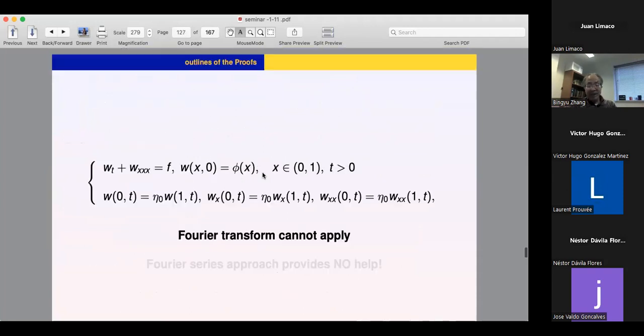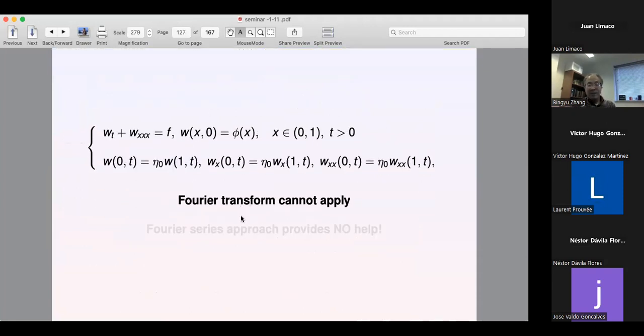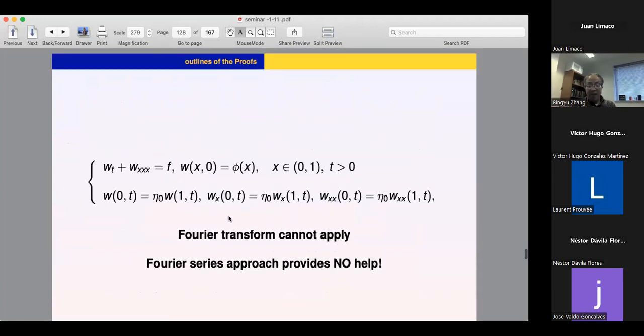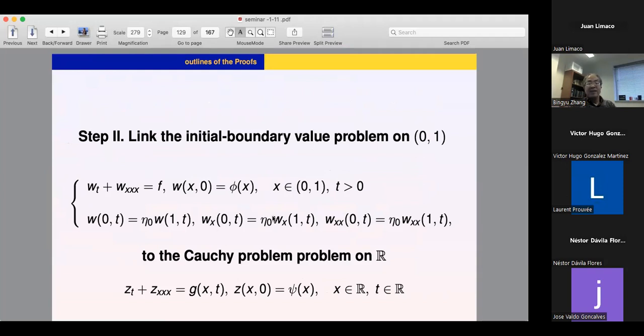Fourier transform cannot apply because of the finite interval, and the Fourier series approach provides no help either. So how do we do that? We know the Fourier transform and Planck theorem work for the question posed on the whole line. So naturally we ask: can we link our initial boundary value problem to the Cauchy problem on the whole line? We try to find a link between them.